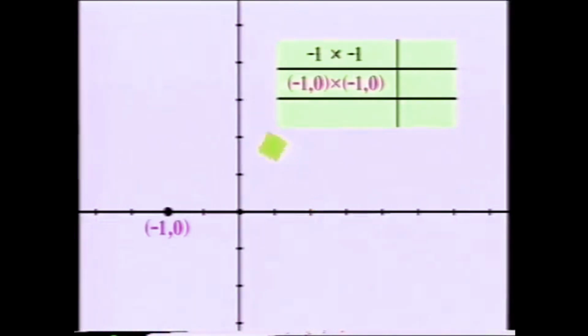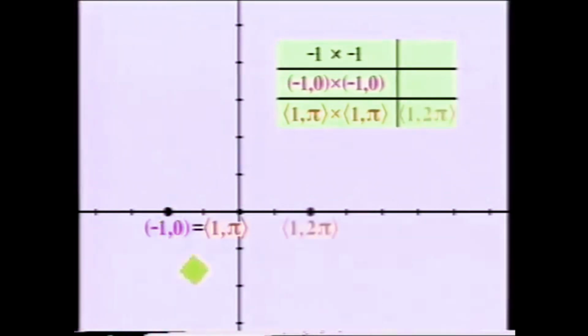With this geometric interpretation, the rule that -1 times -1 equals +1 makes perfect sense. The point -1, 0 corresponds to a half turn about the origin, so -1 times -1 corresponds to a full turn about the origin, and that brings every point back where it started.